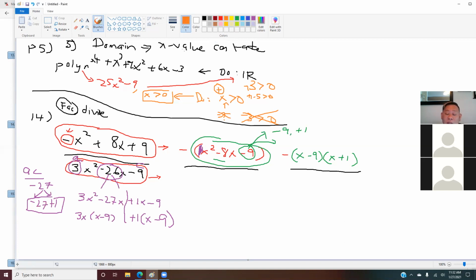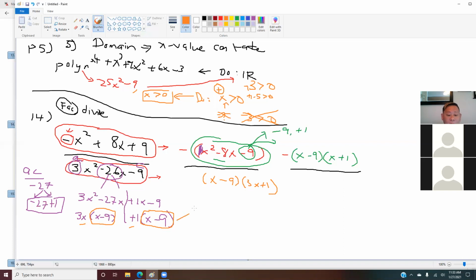And every time you factor by grouping, you know you're on the right track if this parenthesis and this parenthesis are exactly the same. Not just the numbers, even the signs have to be exactly the same. They're exact duplicates. So one factor in this case will be x minus 9. And then the leftover, which is the 3x plus 1, will be the other factor.